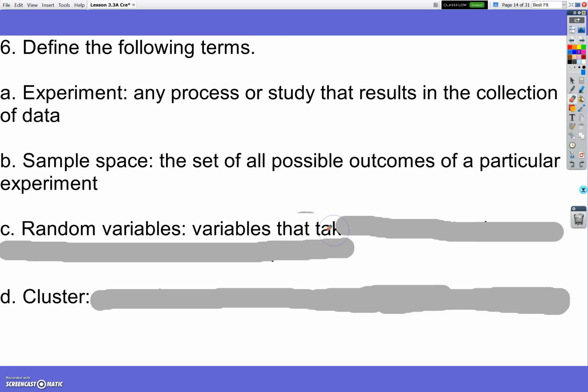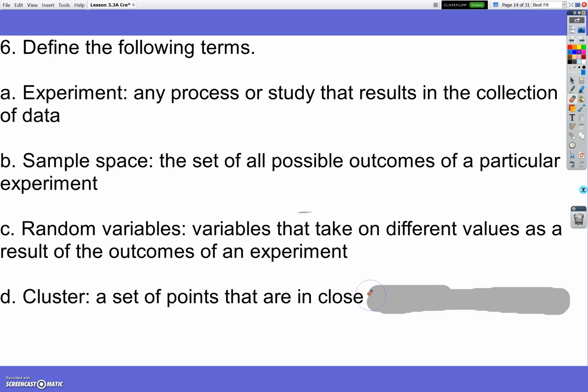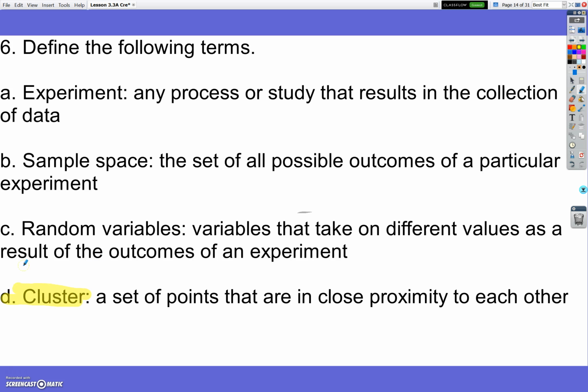Now random variables are variables that take different values as a result of outcomes in an experiment. And last but not least is cluster. It's a set of points that are close in proximity to each other. So we're going to really look at this when we come up to clusters. It's just a group of points that are really close to each other.